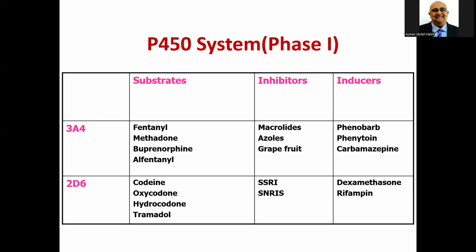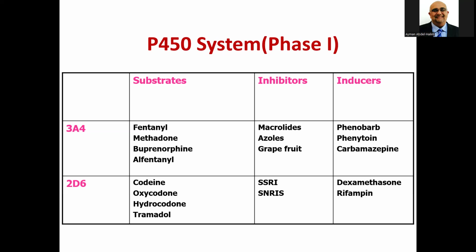In fact, a very simple thing like grapefruit juice can make a difference with your opioids. The drugs metabolized by the 2D6 are inhibited by the SSRIs or the selective norepinephrine reuptake inhibitors. And this gives active metabolites when they're metabolized. So the effect is opposite to the first class, the 3A4.